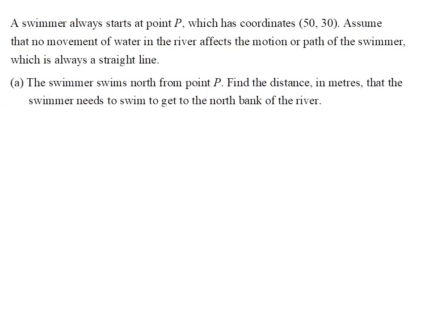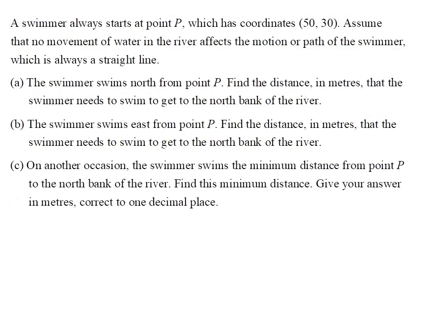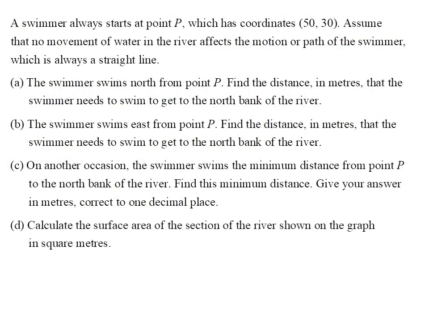In part A, the swimmer swims north from point P. Part A of this question is to find the distance that the swimmer needs to swim to get to the north bank of the river. In part B, the swimmer swims east from point P, and it is to find the distance that the swimmer needs to swim to get to the north bank of the river. Part C is to find the minimum distance that the swimmer swims from point P to the north bank of the river. Part D is to calculate the surface area of the section of the river shown on the graph.